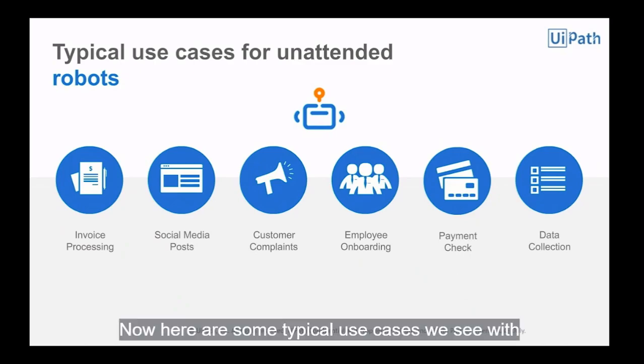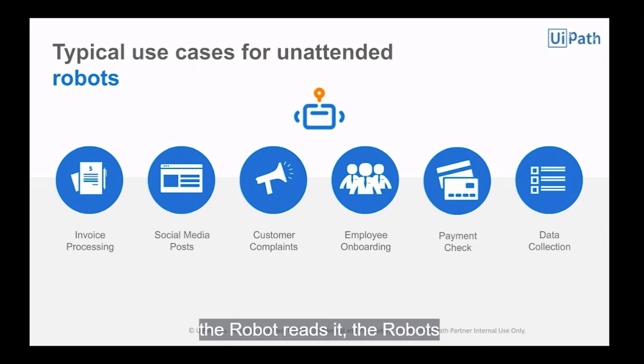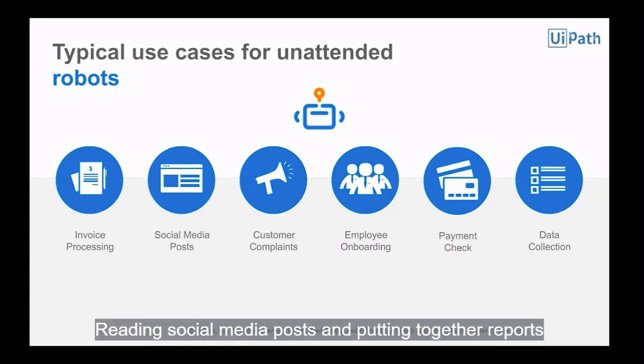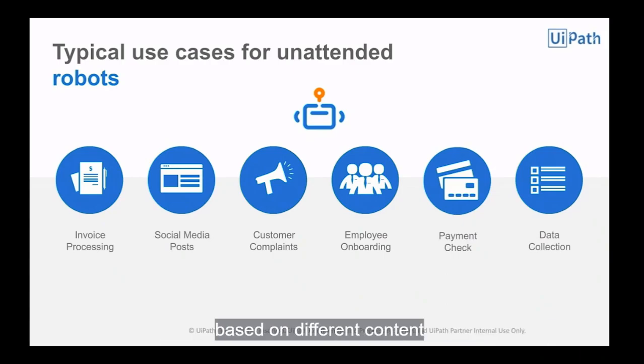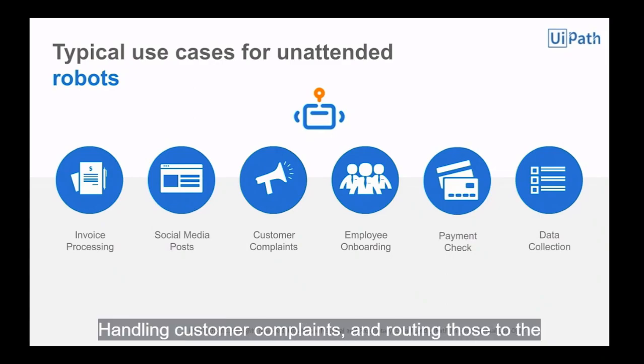Now here are some typical use cases we see with unattended robots, those that are running in the back office entirely on their own. Invoice processing. An invoice comes in, the robot reads it, the robot queues the invoice for payment in the system of record that takes care of financial transactions. Reading social media posts and putting together reports based on different content there. Handling customer complaints, and then routing those to the correct departments and people that need to take action.